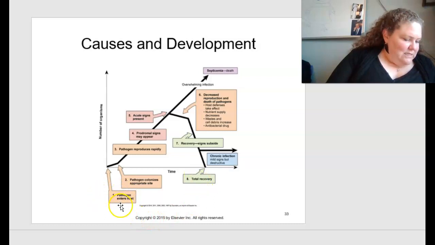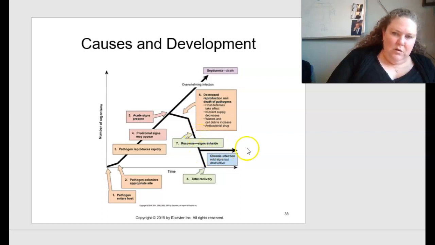So down here in one, it says the pathogen enters the host, then the pathogen is going to colonize the appropriate site, and then the pathogen reproduces rapidly. Then you have the prodromal signs that may appear, and then the acute signs that are present. And then over here in 6, you have decreased reproduction and death of the pathogens. That's what we're trying to do, right? So the host defenses take effect, the nutrient supply decreases, the waste and the cell debris increases, and also you can take an antibacterial drug. And then you would have recovery that would occur down here.